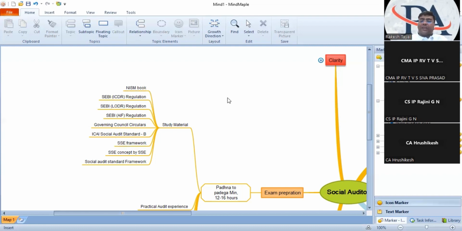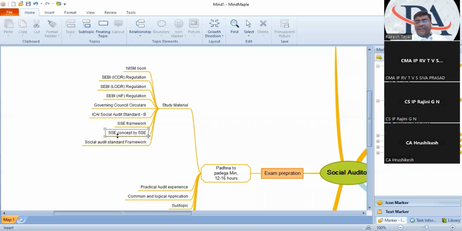In the NISM book, they have given the annexures to the guidance note on ICDR, right? So in the exam, they will ask about Annexure 1 of the ICDR related to disclosures, true or false. You will know only when you read the ICDR. You will not know this when you read the NISM book. For MCQ purposes, it is required to go through these regulations to understand the mind of the examiner.